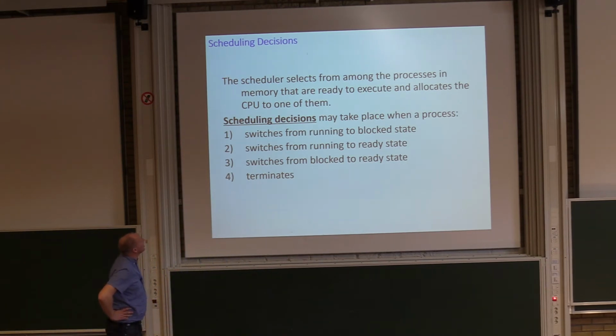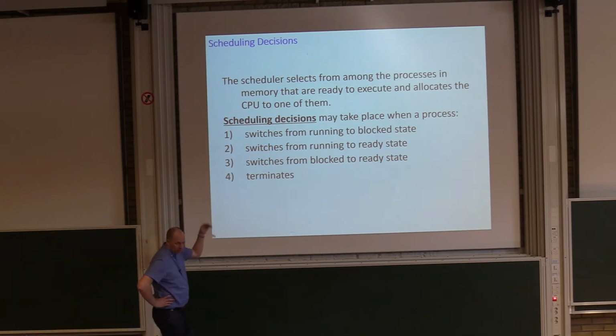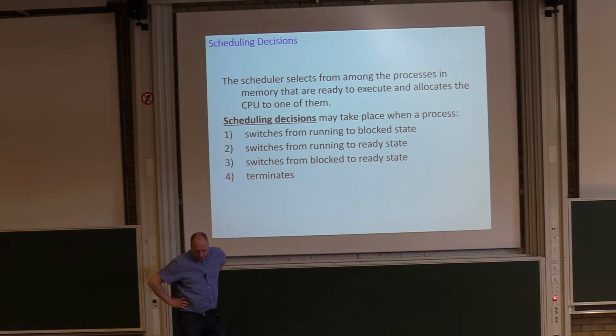So the scheduling decisions might take place when there is a switch from a running to a blocked state, or from a running to ready, or from a blocked to a ready state, or when a process terminates. So basically all the transitions we have in the state graph of the processes.